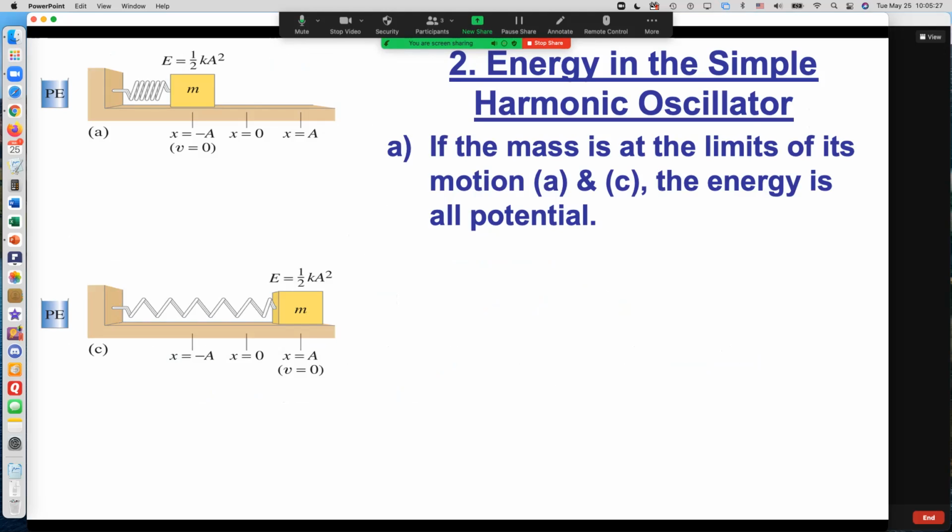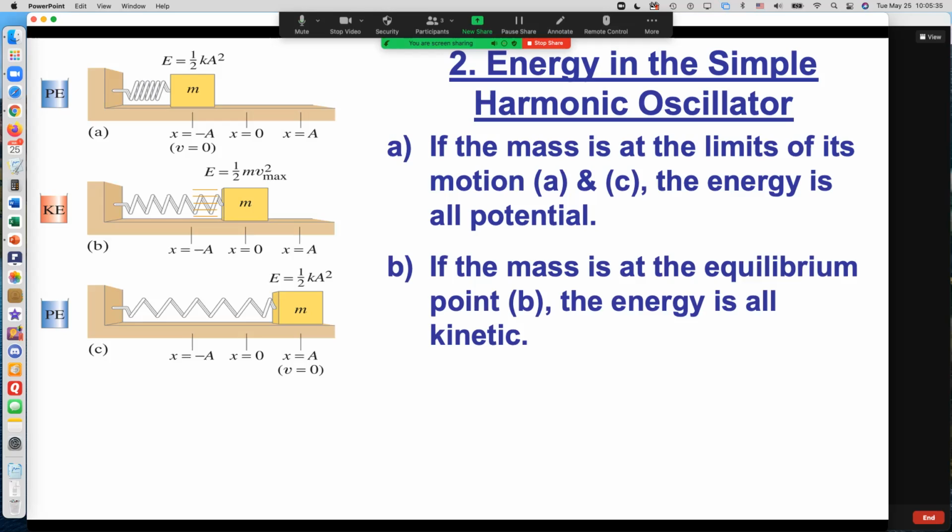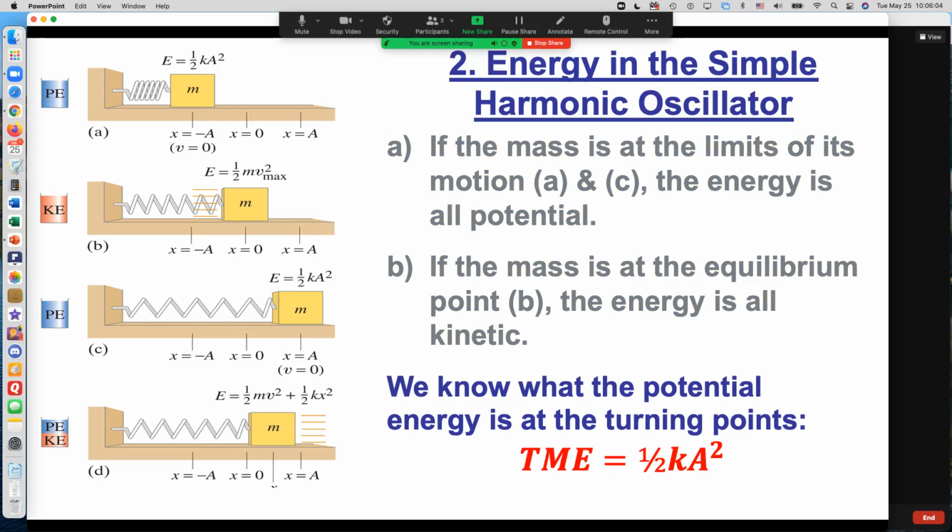So let's have a look at the energy. If the mass is at the limits of its motion, which are A and C, the energy is all potential. If the mass is at the equilibrium point, the energy is all kinetic. Where does the maximum velocity occur? Yes. Equilibrium point. And that velocity can be either positive or negative depending where it is in the cycle. But that's where kinetic energy is at a maximum, because the velocity is a maximum. It's at the equilibrium point.